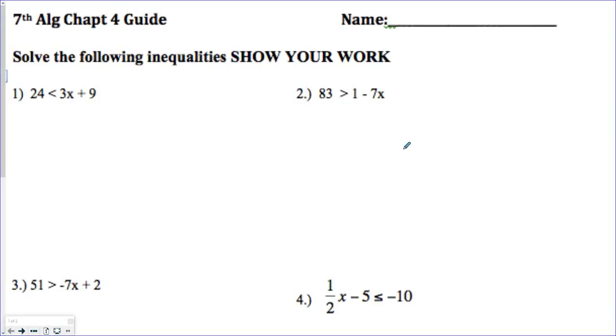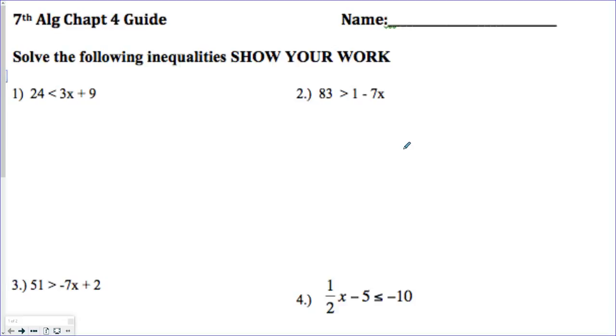So we're going to look at the 7th grade guide for the inequality quiz. Most of the stuff, if you can do the equation stuff, most of the inequality stuff is the exact same procedure except for one minor rule. And that minor rule is if you ever divide or multiply by a negative number when solving an inequality, all you have to do is flip the direction of the sign.